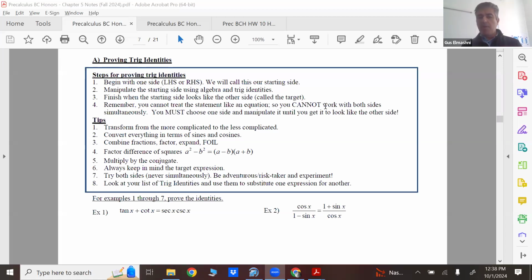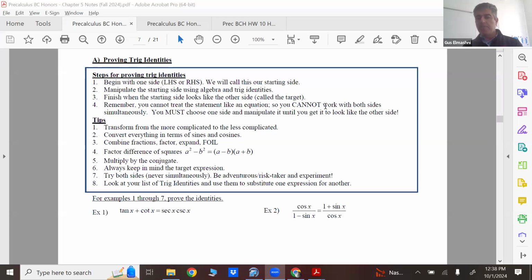Now, remember, whatever side you choose, usually choose the side that's more complicated and make it look like the less complicated side. And remember, there's an intention. You want one side to look like the other, so you want to purposely use identities that make one side look like the other. Do consider some algebraic manipulations like factoring, foiling, expanding, and combining fractions. Difference of squares might be a good idea to try. Conjugates.